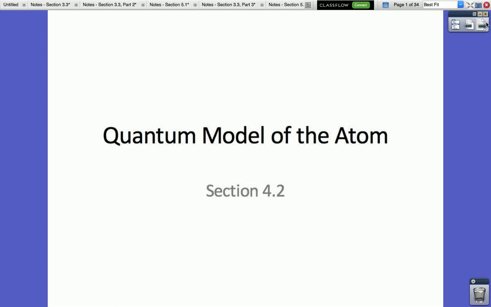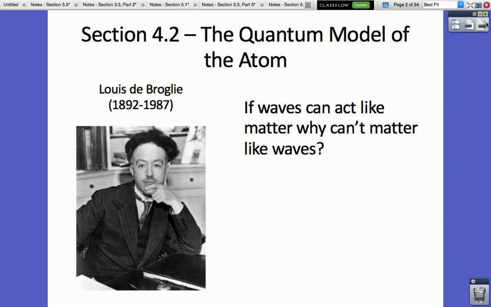So today what we're going to be doing is we're going to be looking at the quantum model of the atom and the people who helped create it. We're going to look at, I believe it's 2 different people, what they created, and we'll also watch some videos to help us visualize this a little bit.